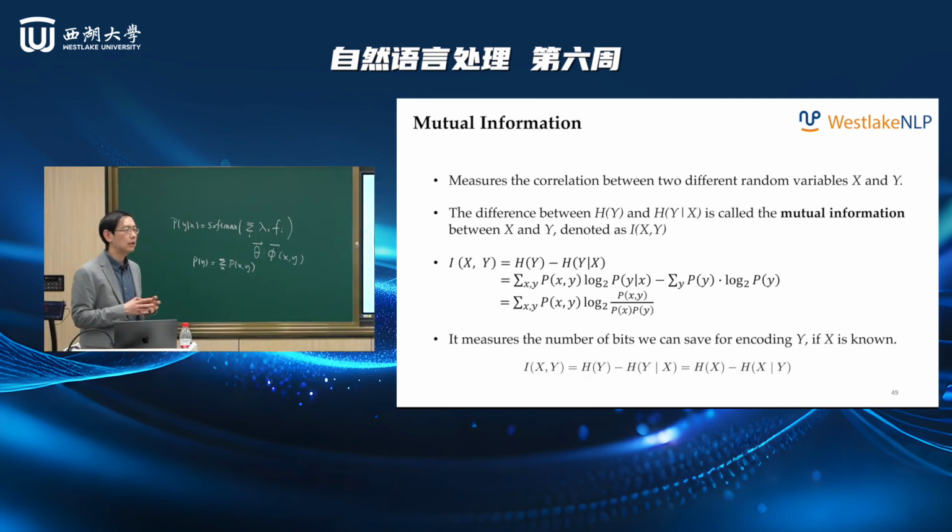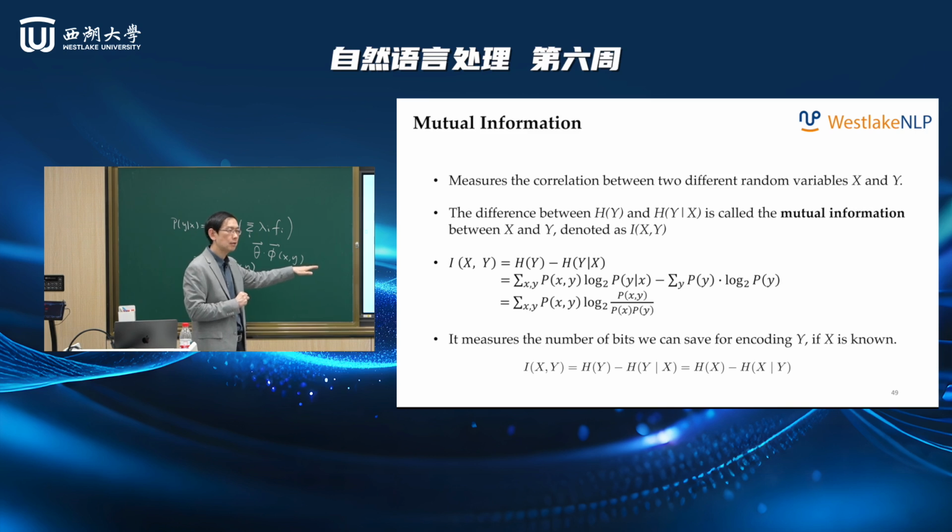And by carefully deriving the equation, you will see that mutual information is symmetric. Okay. So basically, the number of bits you save for encoding y when you know x is the same as the number of bits you save for encoding x when you know y.